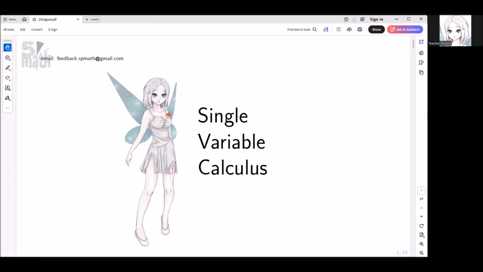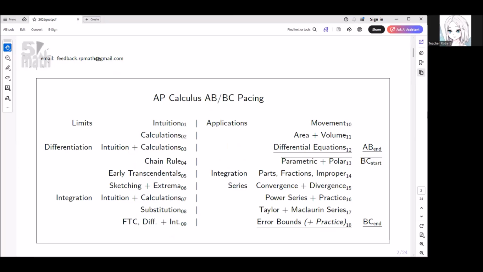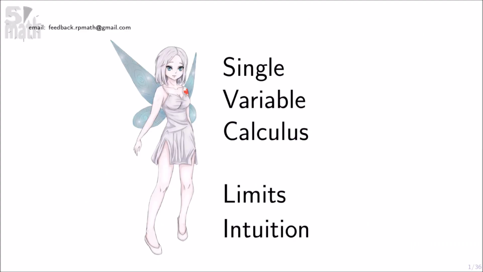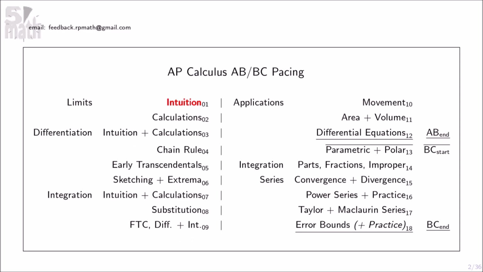Single variable calculus. AP Calculus AB, BC, pacing. Single variable calculus, limits intuition. For pacing, it is 1 out of 18.